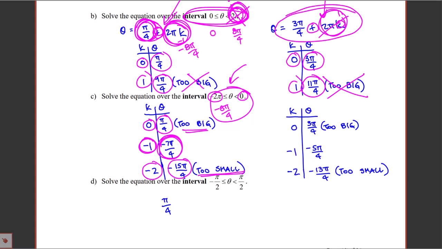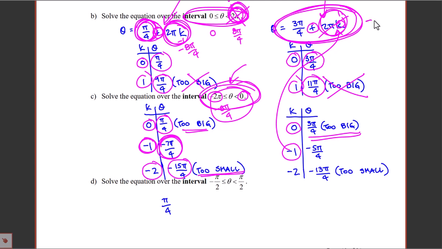Do the same thing here. Plug in 0. I get 3 pi over 4, but that's too big. I need a negative answer. I should have known that all along, but I wanted to start there. Plug in negative 1 here. I have negative 2 pi, which is negative 8 pi over 4. You see the negative 2 pi there? Plus 3 pi over 4. Well, negative 8 plus 3 is negative 5 pi over 4. And that's just right. Sounds like Goldilocks, huh? Too big, too small, just right.